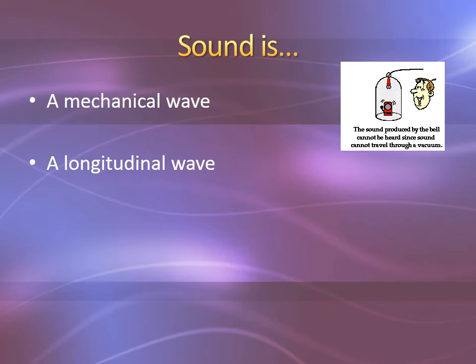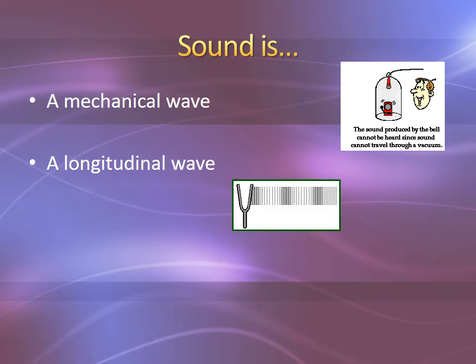Sound is also a longitudinal wave. Okay, it is not a transverse wave. This is why you don't usually see a graph of what a sound wave looks like. It's a lot harder to make a pretty looking graph. So really what's happening is you have some sort of vibration, and so you're getting compressions and rarefactions in the air.